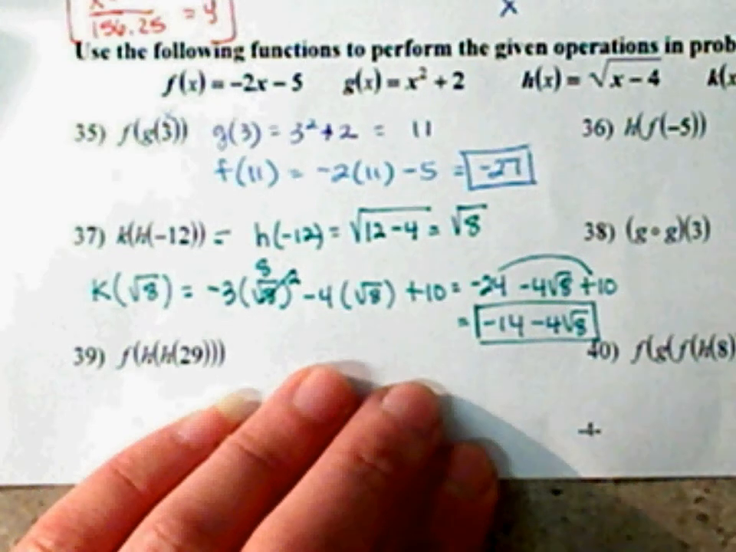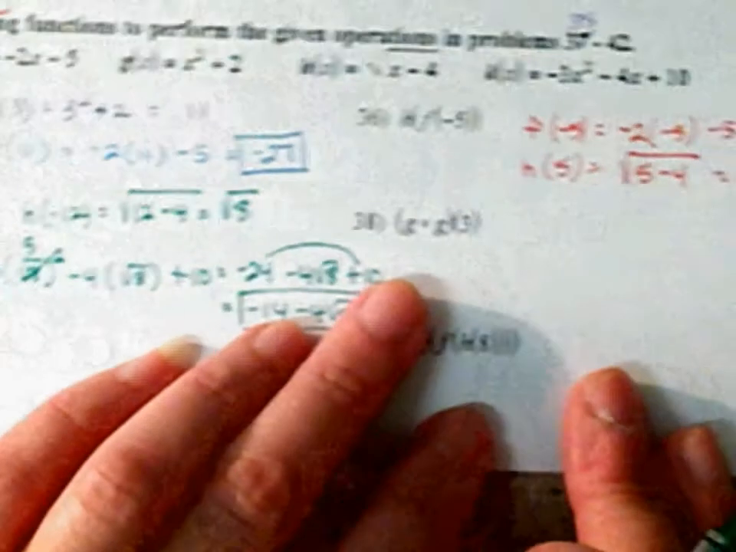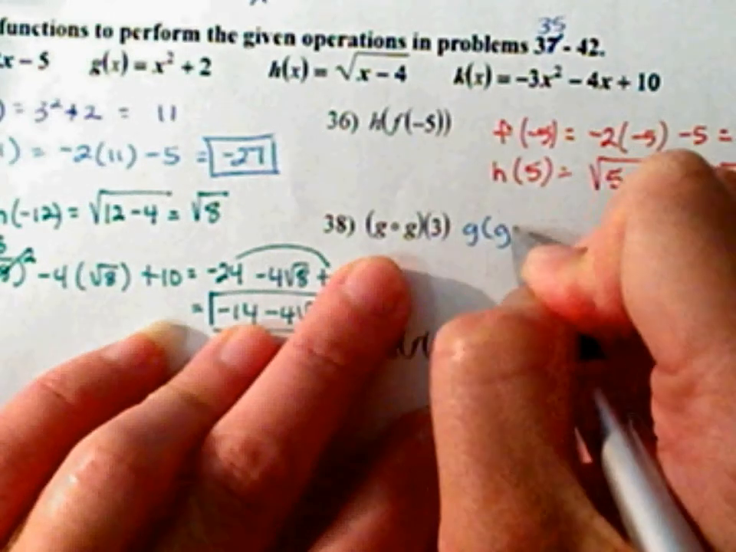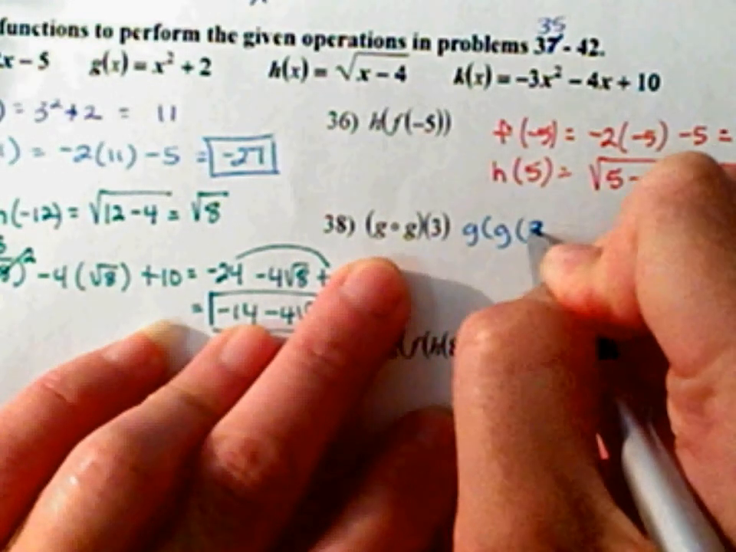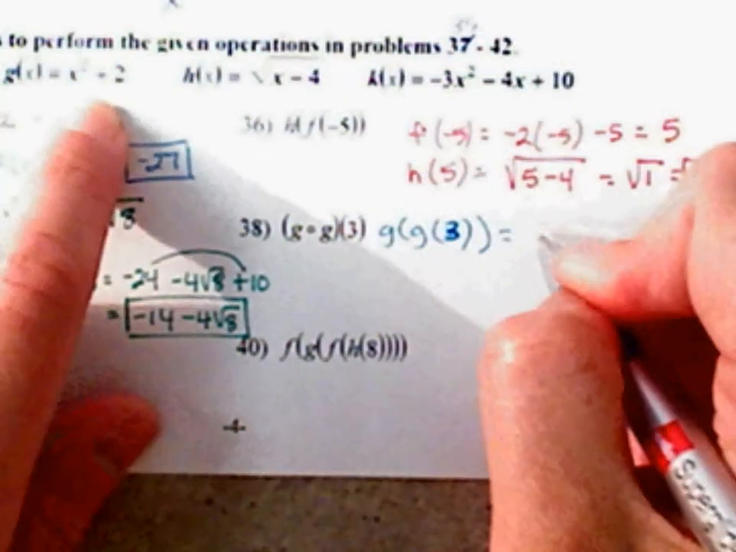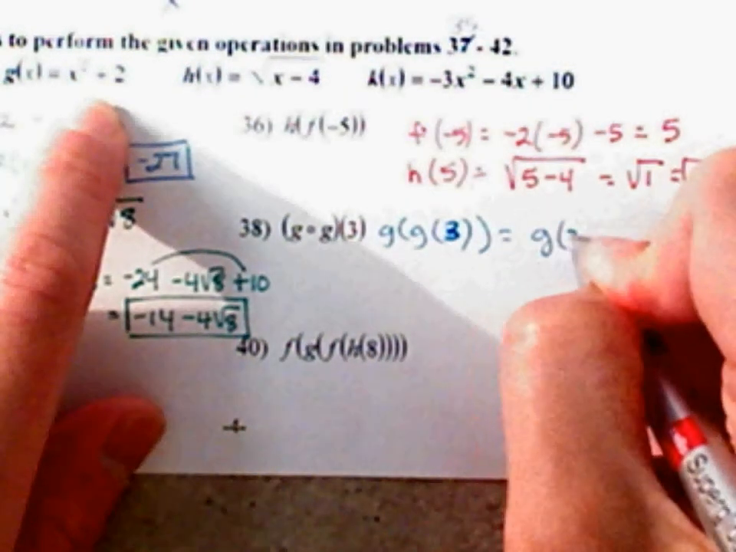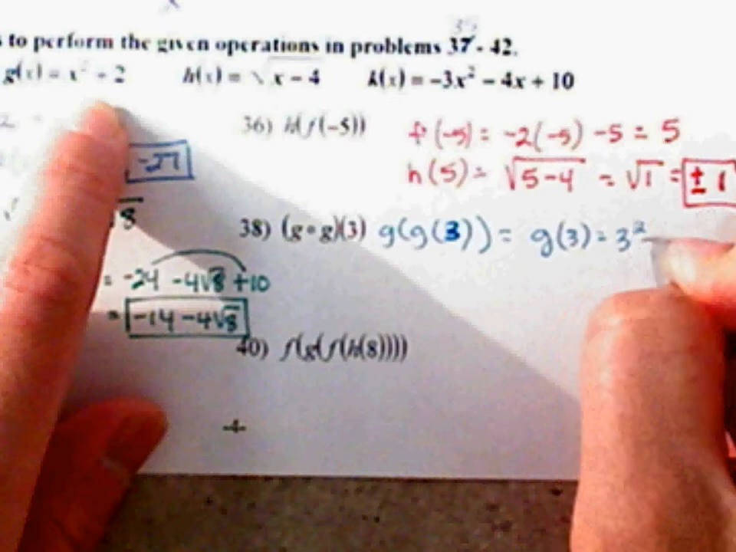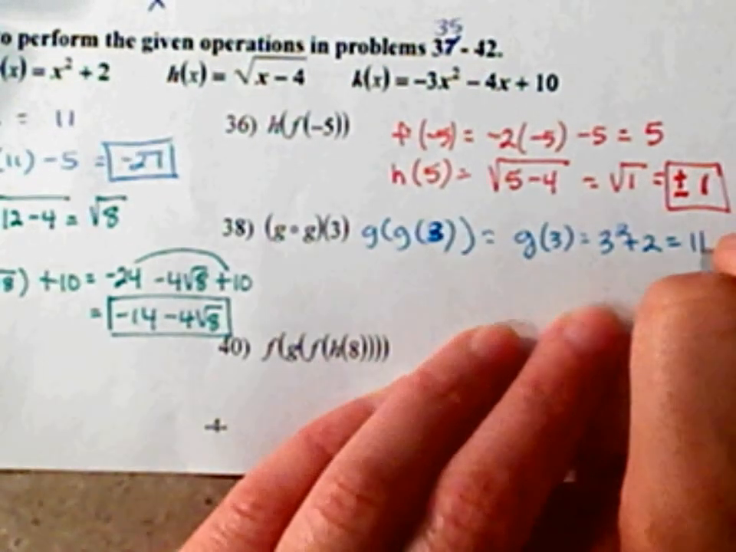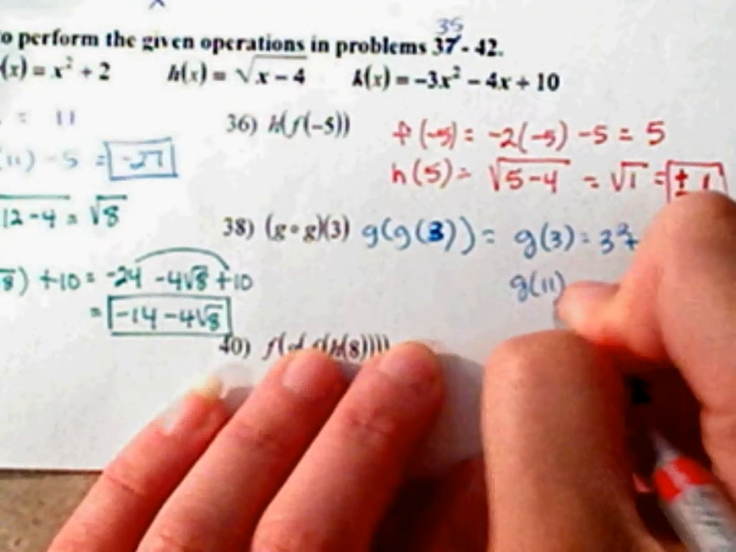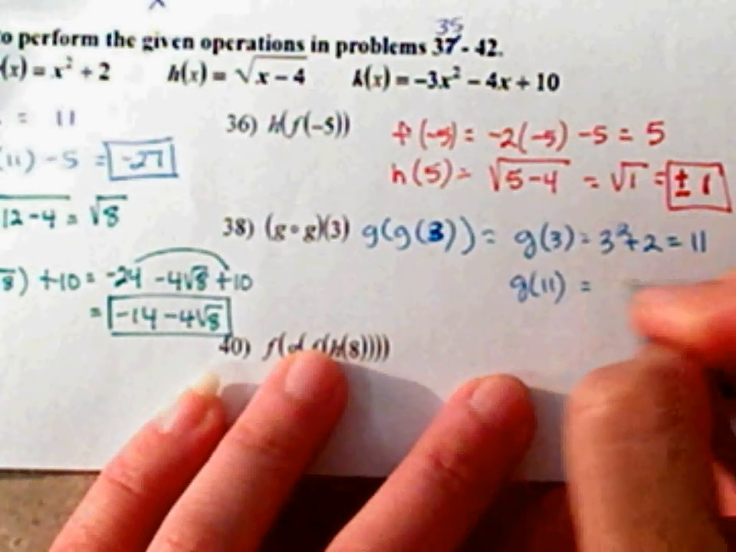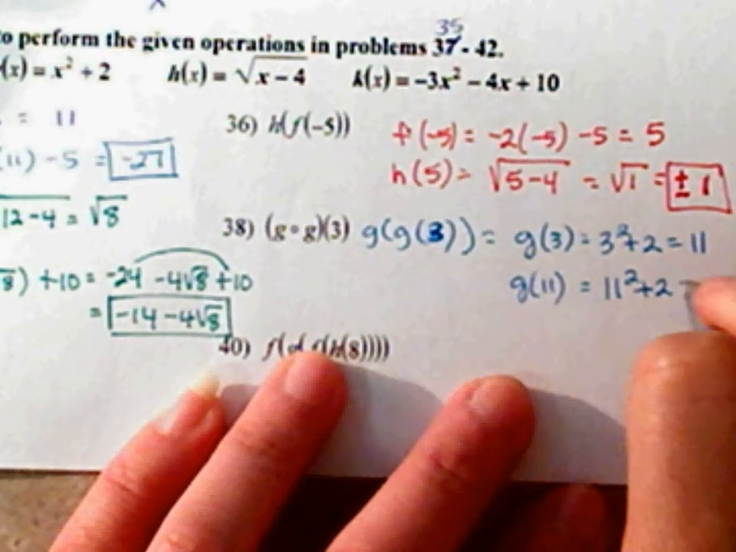Number 38. This is the same thing as g of 3. Same thing, all right? So we're going to start off with this g first. So what do you have? Your g of 3, you got 3 squared plus 2. 3 squared is 9 plus 2 makes that 11. So now your g of 3 becomes 11. Same problem. So 11 squared plus 2. 11 squared is 121 plus 2 is 123.